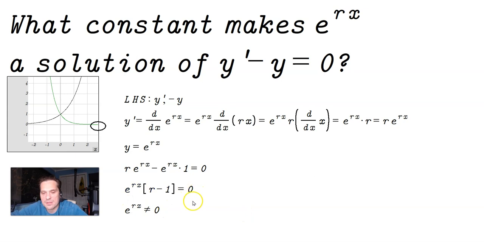Which means the only way this can be true is if r minus 1 is equal to 0. But the only way that can be true is if r is equal to 1. Therefore, what makes y prime minus y equal to 0 is r equals 1. In other words, the function y of x equals e raised to the 1x, which is just e to the x.